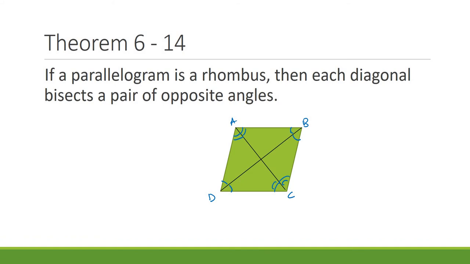So two things when a parallelogram is a rhombus. The first one we did in theorem 6.13 was that the diagonals are perpendicular. The second one is that the diagonals bisect the opposite angles.